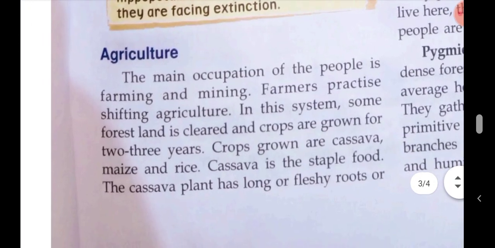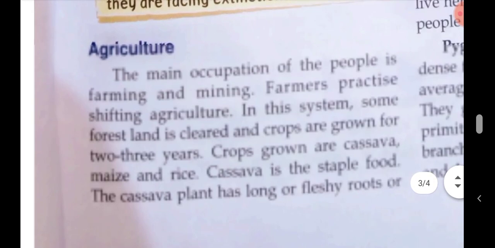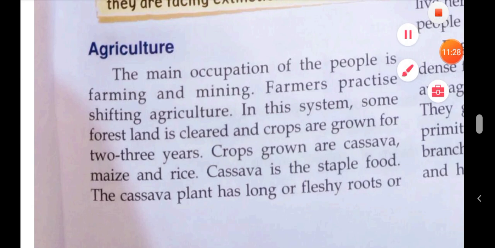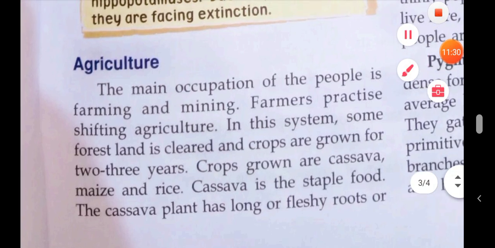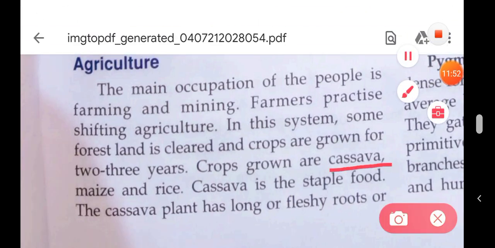Now we will learn about the agriculture of Democratic Republic of the Congo. The main occupation of the people is farming and mining. Farmers practice shifting agriculture. In this system, some forest land is cleared and crops are grown for 2 to 3 years. Crops grown are cassava, maize and rice. So the main crops of this place are cassava, maize and rice.